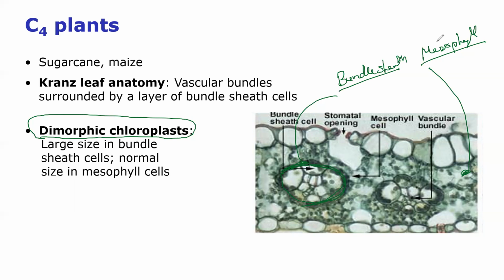So these mesophyll and bundle sheath cells have two different types of chloroplast. Okay. So since the dimorphism exists in chloroplast, that's why we call them dimorphic. And this is all about the Kranz anatomy. Okay. So large size in bundle sheath cells, normal size in case of mesophyll cells. That is the thing. And even we can differentiate these two in terms of the distribution of PS1 and PS2 activity. So that I will discuss. But first of all, take a note of it.